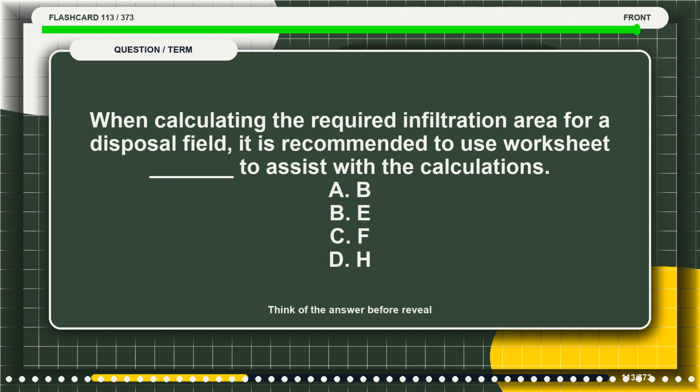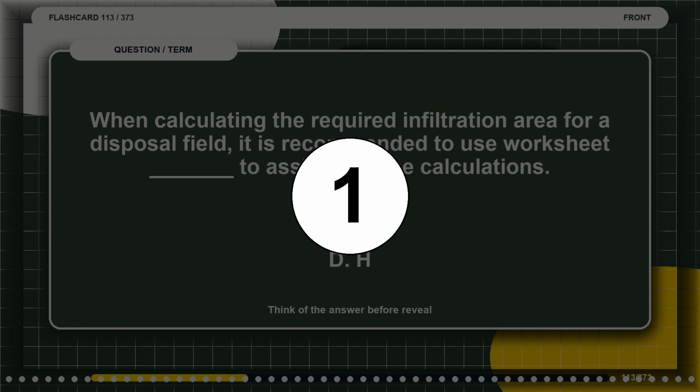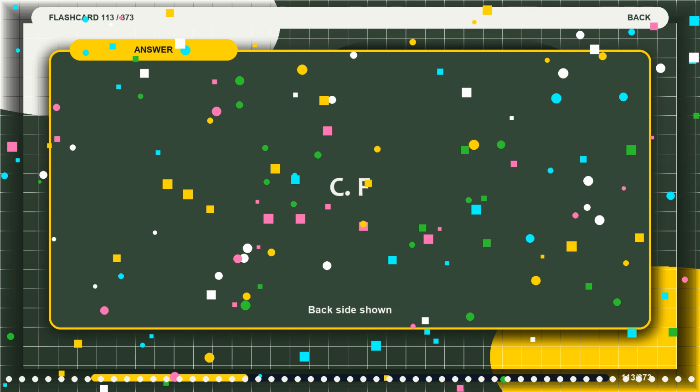Flashcard 113. When calculating the required infiltration area for a disposal field, it is recommended to use worksheet blank to assist with the calculations. A. B. B. E. C. F. D. H. Think of the answer before the reveal. The answer is C. F.